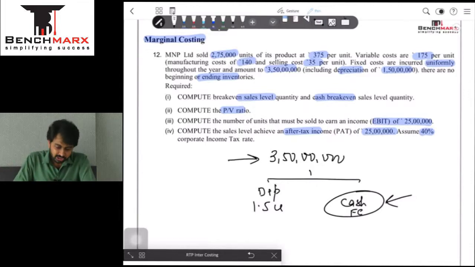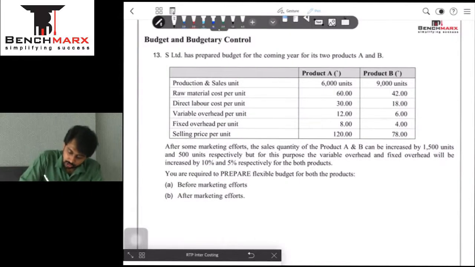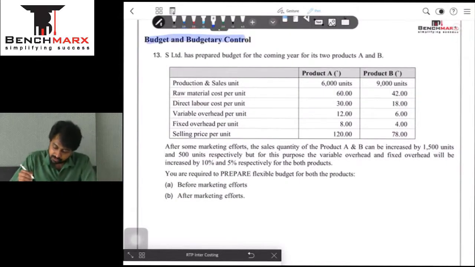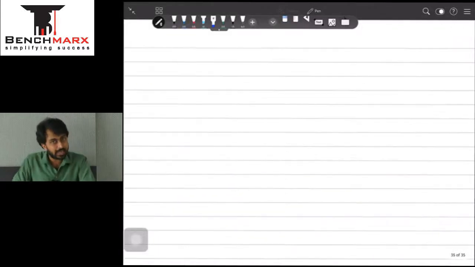Okay. Last question, question number 13, and once we solve question number 13, which is based on the concept of budgetary control, we will be finishing off the May 19 RTP as well.